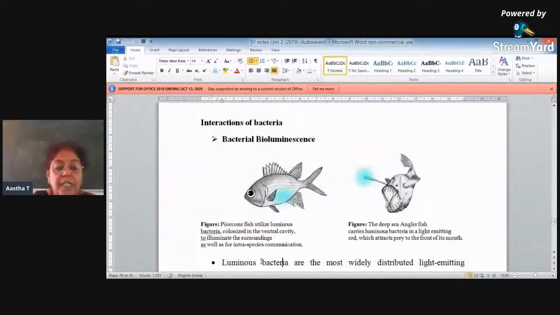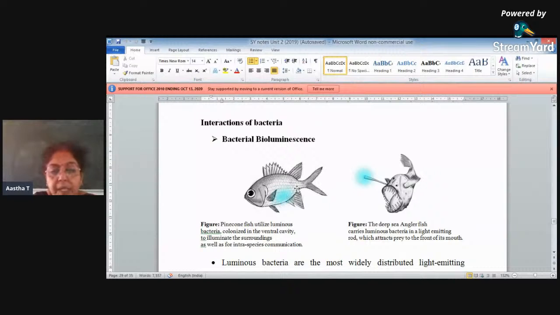So in those dark regions, to create light, they swallow luminous bacteria. The bacteria reach their ventral cavity, and in that cavity these luminous bacteria have the ability to show bioluminescence. That glow, that shine, produces a sort of light, and that helps them to illuminate the surrounding area where these fishes are present. This is also used for intra-species communication, to communicate with the mating partner.